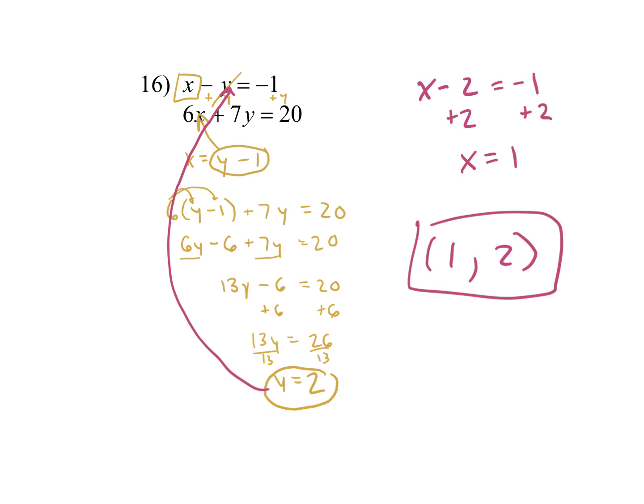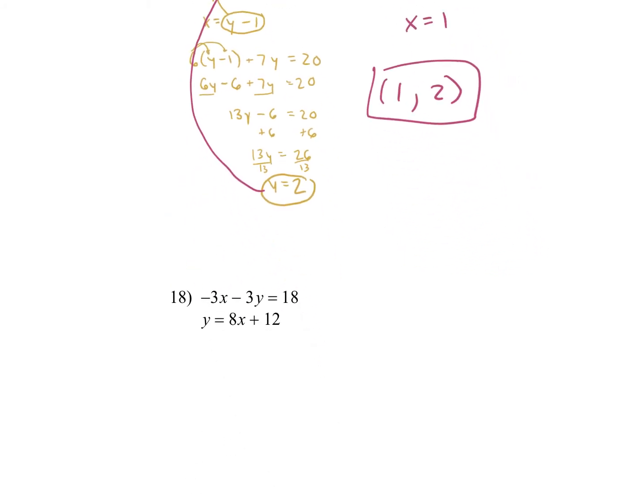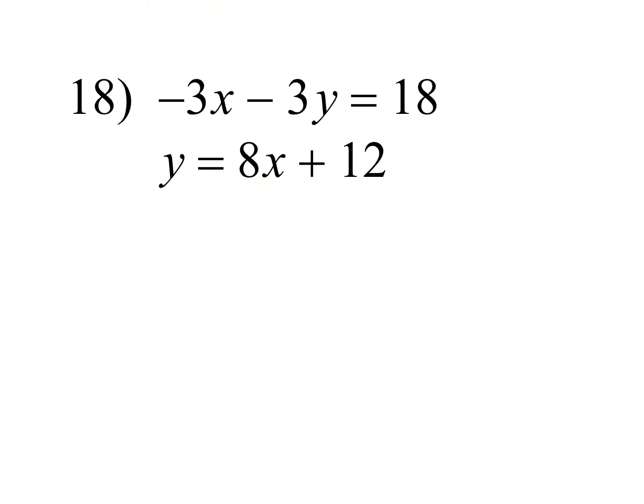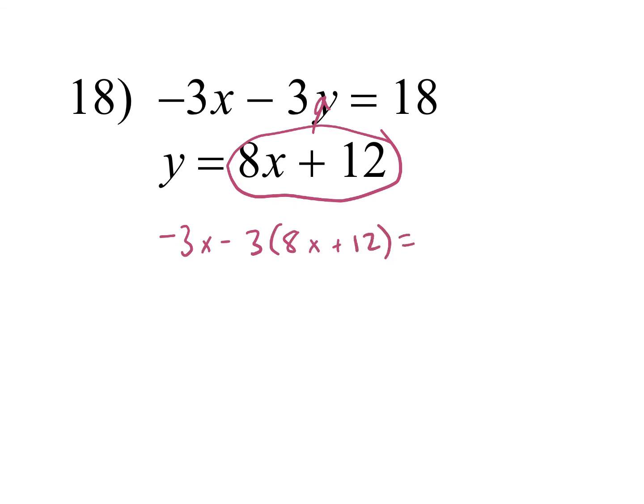Any questions? You guys good with this one? Yeah. So let's look at 18. Do I have a variable isolated already? Yes. The y. So what do I do with what y is equal to? Plug in the numbers to y. So negative 3x minus 3 times 8x plus 12 is equal to 18.